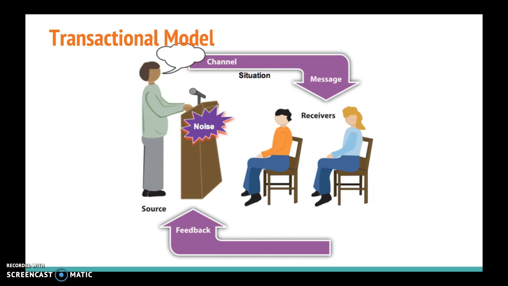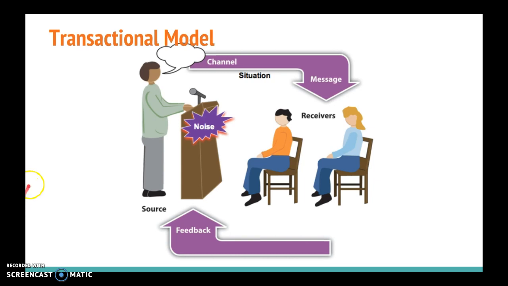But today I want to focus on the transactional model of communication, or the transactional model of public speaking, because I believe that this model is the most inclusive model of all of them, and it's the one that I think explains the process of public speaking the best. So in the transactional model, individuals are sending and receiving messages at the same time. These messages are being exchanged simultaneously. And it assumes that meaning is co-created by the people that are interacting with each other.